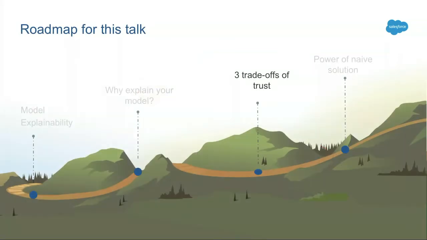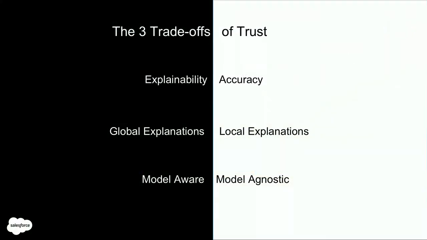So now that we know what the reasons are behind the need to explain our model, let's move to the solution space and cover some trade-offs that we had to deal with when we were trying to solve this problem. So sometimes the explainability of a model is really at odds with the accuracy of the model. Sometimes the explanations that you want to give the customer are of a global nature and sometimes only of a local nature. They can also be aware of the model or completely model agnostic. And I will go through all of these three trade-offs now in detail.